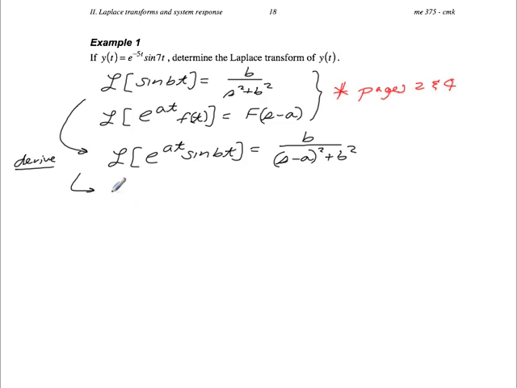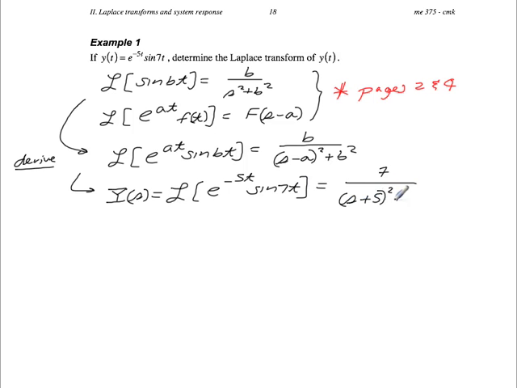Therefore, for this example, y of s is the Laplace transform of e to the minus 5t sine 7t, which is equal to b, which is 7, divided by (s minus a, with a being minus 5, so that's s plus 5) squared plus 7 squared, or 49. Let's check that.